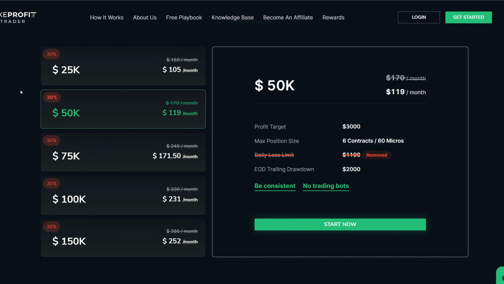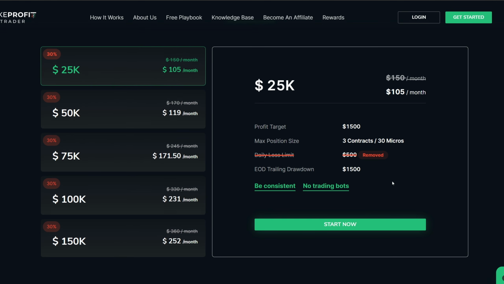Now, let's start off looking at the 25K account size. And let's talk about some of the drawbacks to the 25K account size. One, you only get a max of 3 contracts, but you can also trade 30 micros. You can see we have an end of the day trailing drawdown of $1,500. Now, for me, I personally like a little bit more drawdown, but if you look at the profit to drawdown ratio, it's a 1-to-1 ratio.